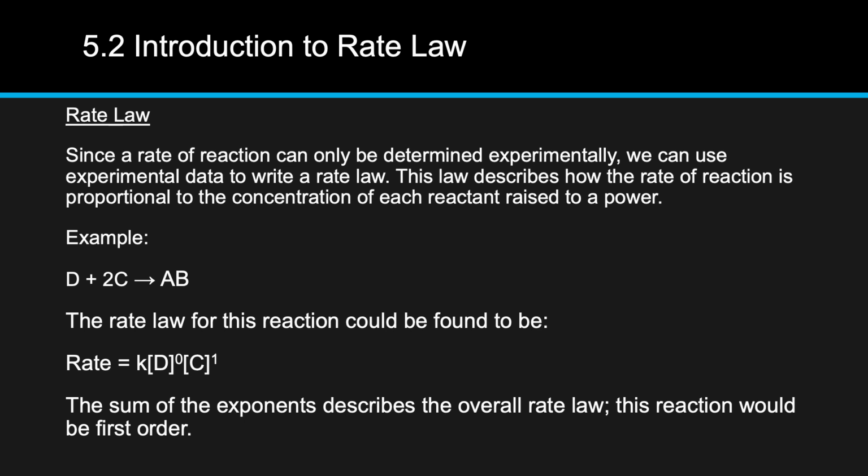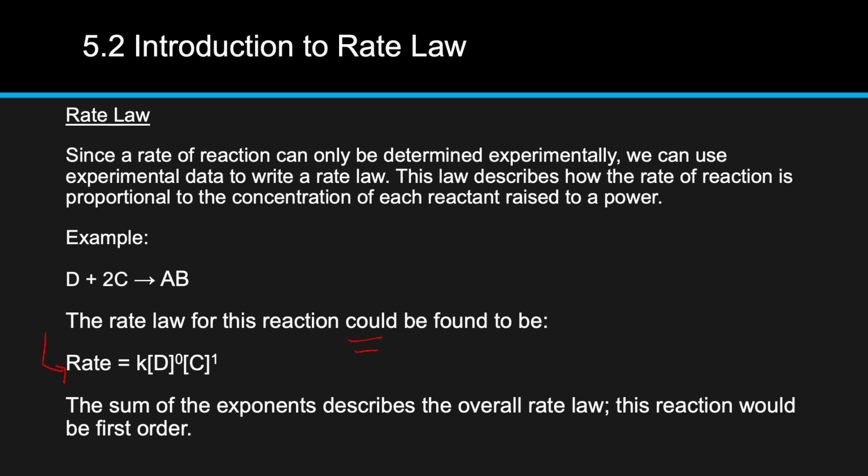So since a rate of reaction can only be determined experimentally, we can use experimental data to write a rate law. This law is going to describe how the rate of reaction is proportional to the concentration of each reactant raised to a power. So just a very quick example, if you have D plus 2C reacting to form AB, an example rate law could be something like this shown here. The thing to remember here is that there are so many different rate laws for reactions just because it depends on the different factors in the different environments. So this is just one very simple example.